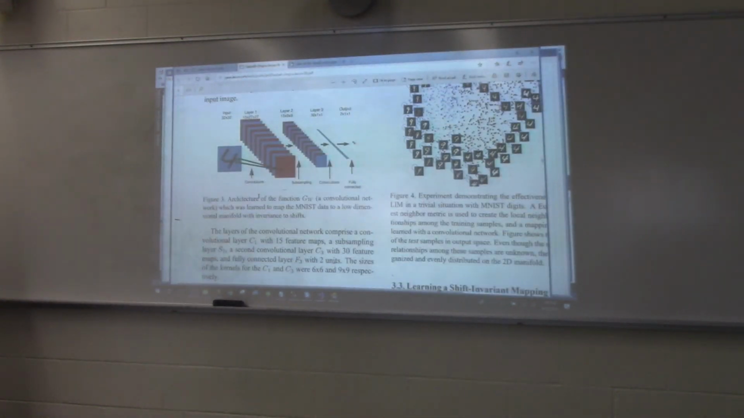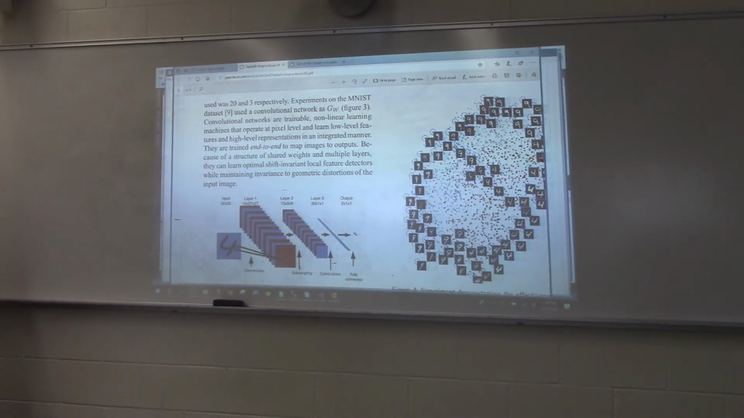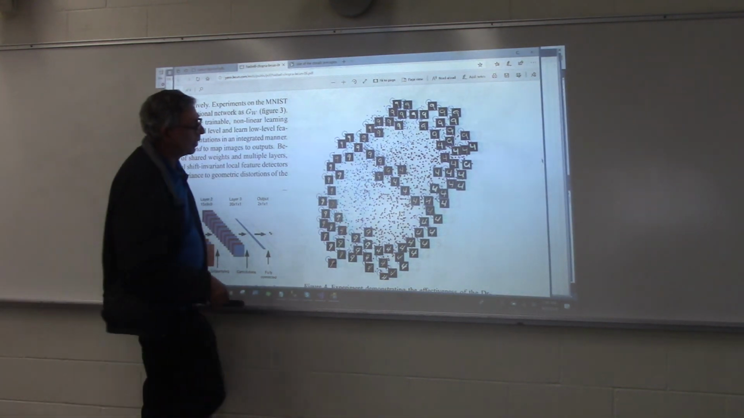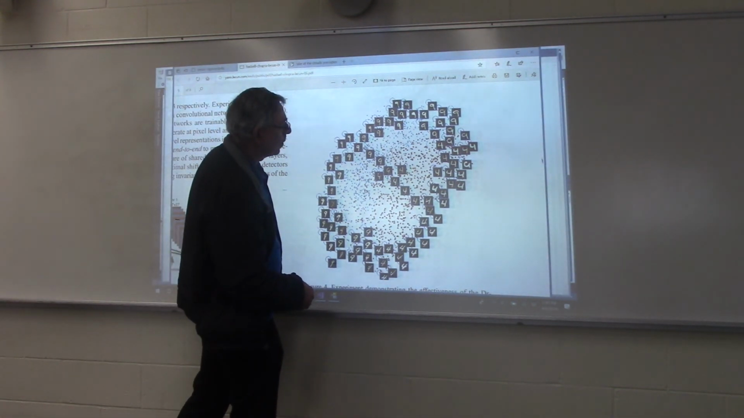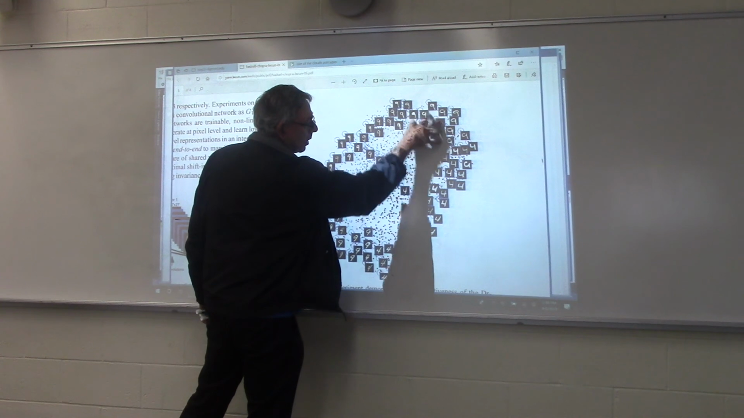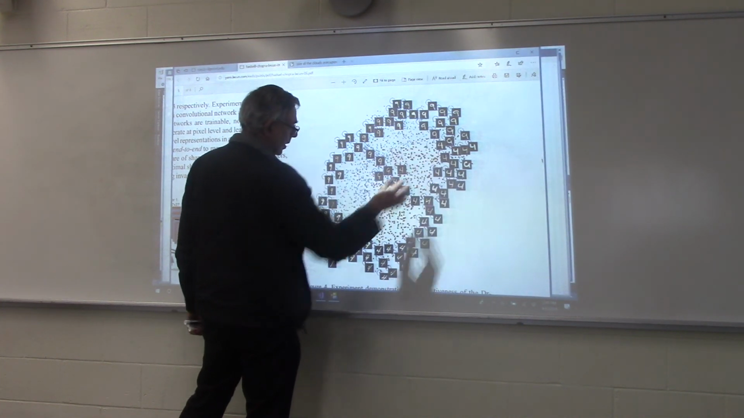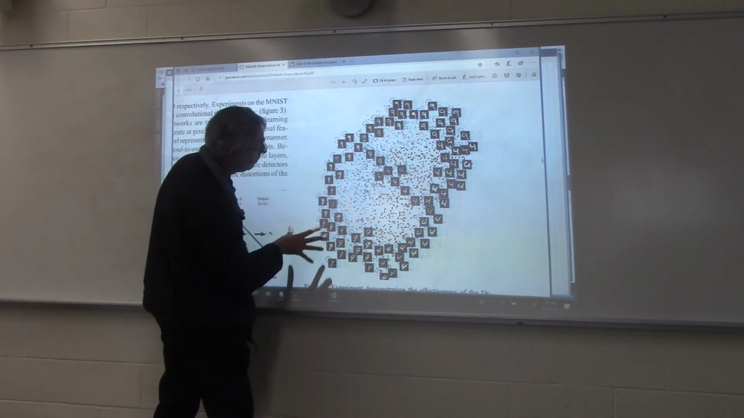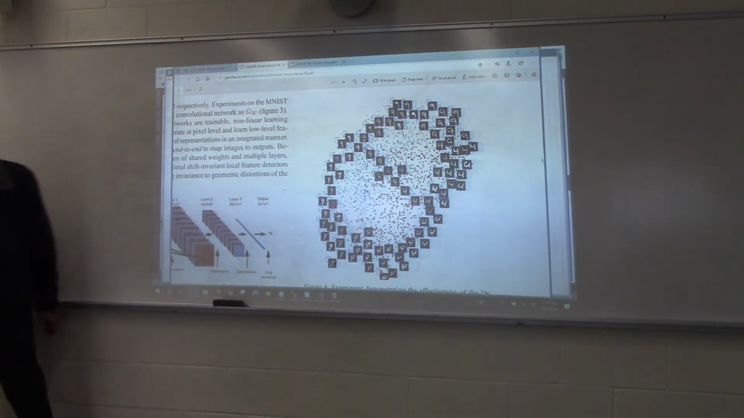Let me show you this picture over here to see if that makes sense. Do you see 9s and 4s are closer to each other? Again, they did a two-dimensional plot. They're only doing 4s and 9s over here. Let me see if they did more.